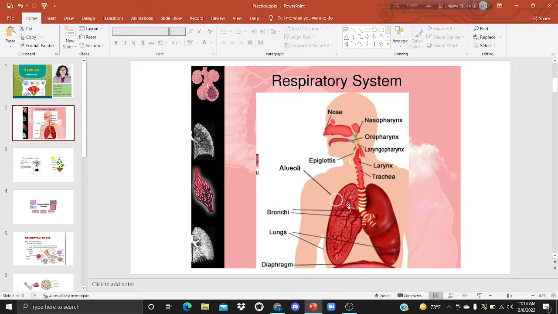And potential energy stored in cellular food is converted and released as kinetic energy and heat energy, and consequently carbon dioxide is produced.